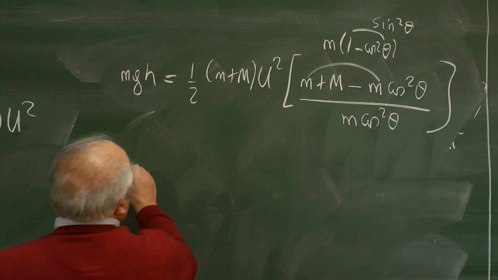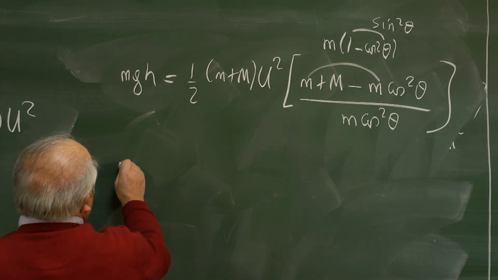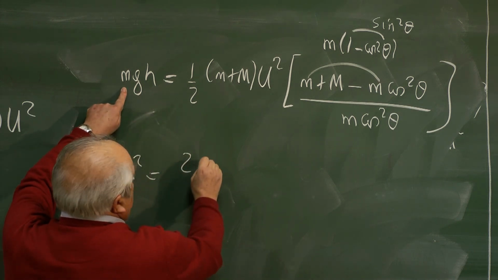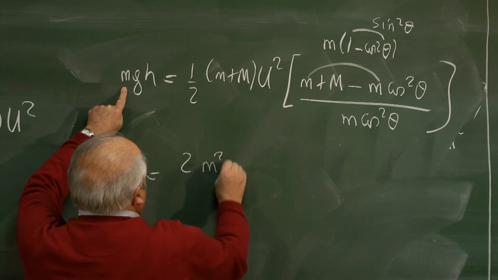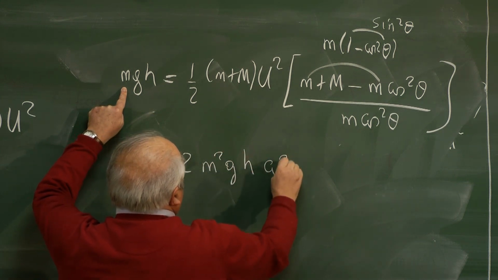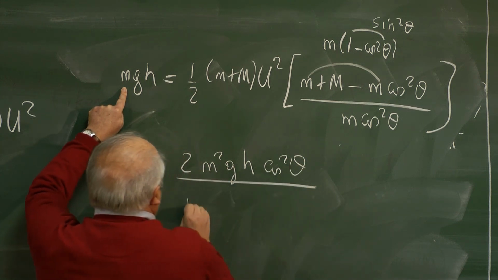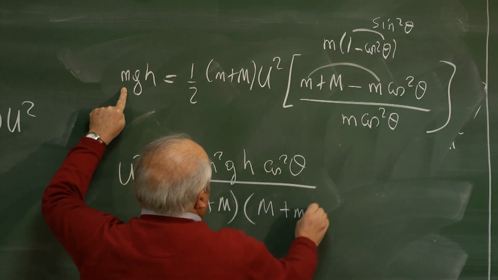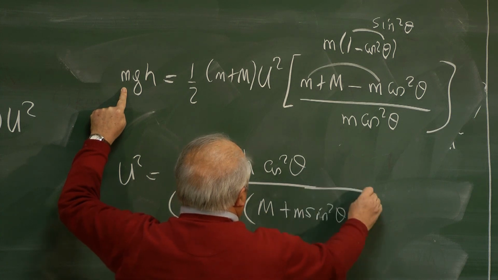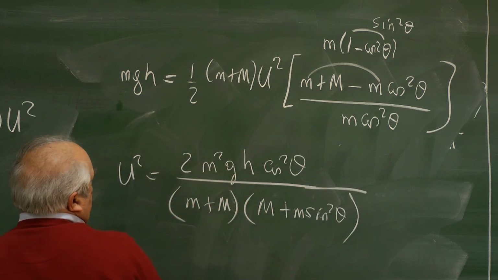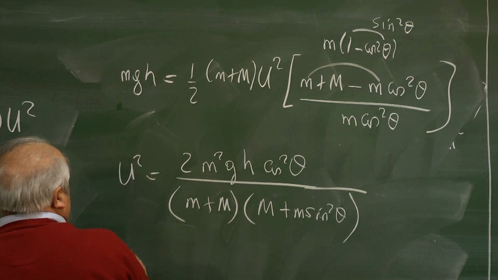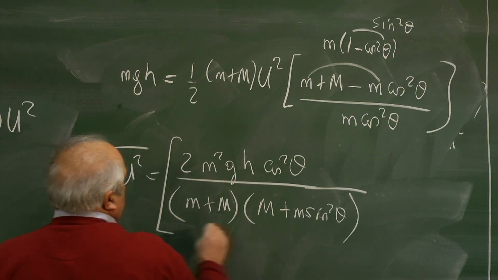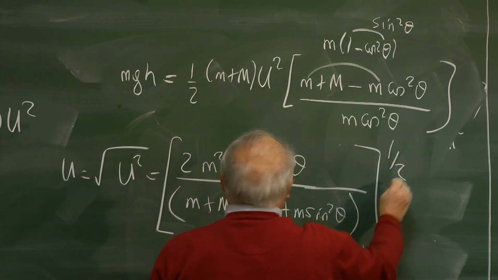So u square is 2 m square gh cosine square theta divided by m plus M times m plus M sine square theta, and u is just the square root of that. So u equals the square root of u square. This is 1/2. So we are finished.